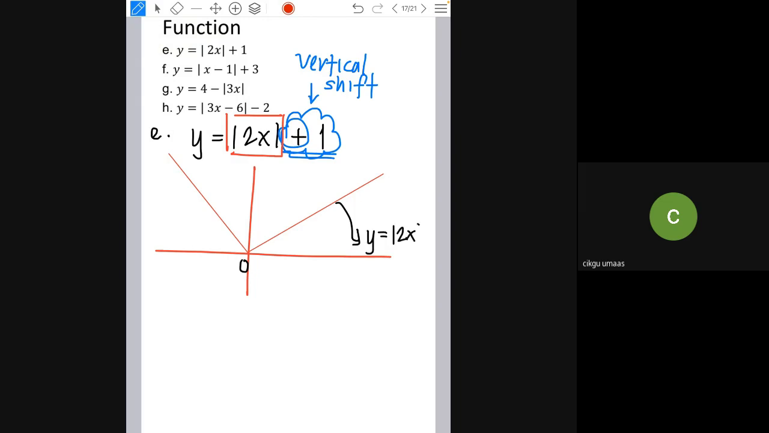First step. But now there is a vertical shift of plus 1. So what does that actually mean? My graph from the 0 here on the y will move up to 1. So my graph now will look something like this. So this is the graph of y equal to modulus 2x plus 1.